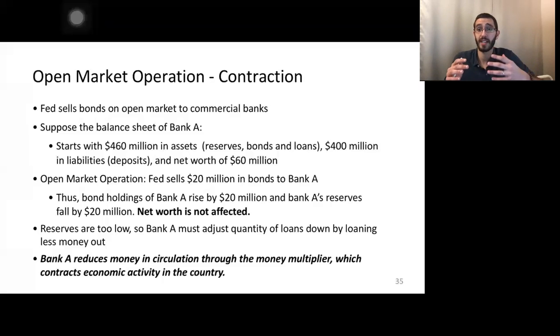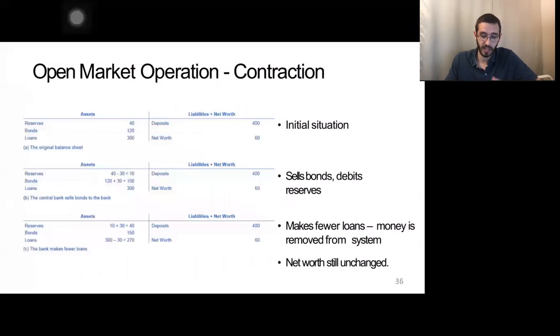So this is going to come from the idea that they're not going to be able to give as many loans out because they have less reserves. Okay, so let's see how this is going to work out. In this case, this is the same initial situation: $460 million in terms of assets and $400 million in terms of liabilities, which leaves the $60 million in terms of net worth.